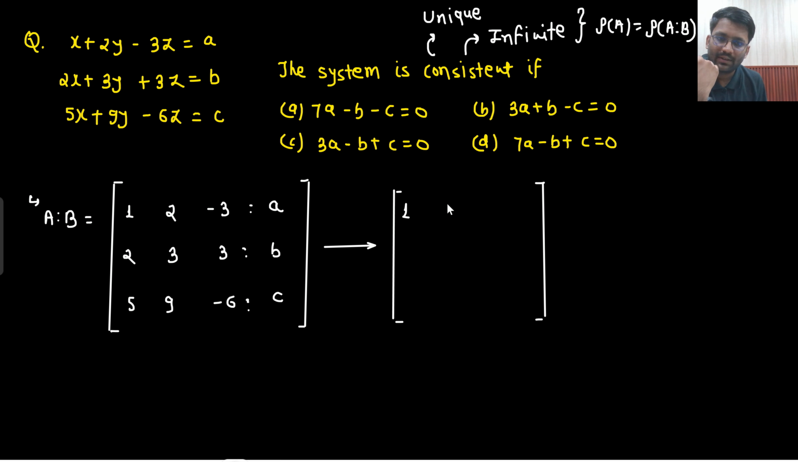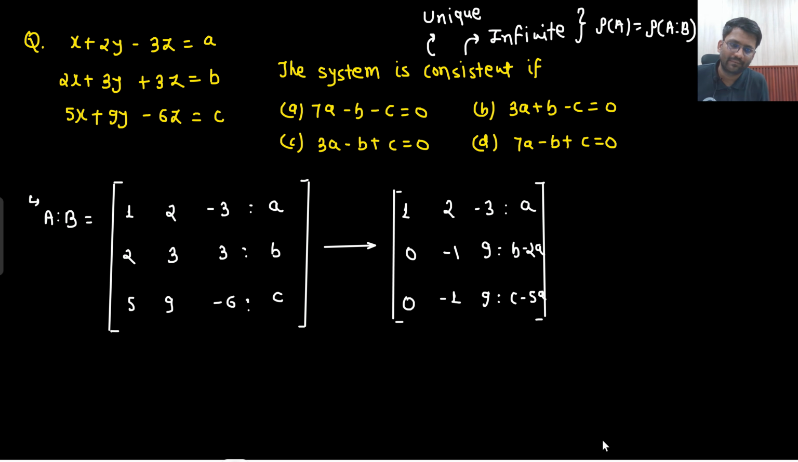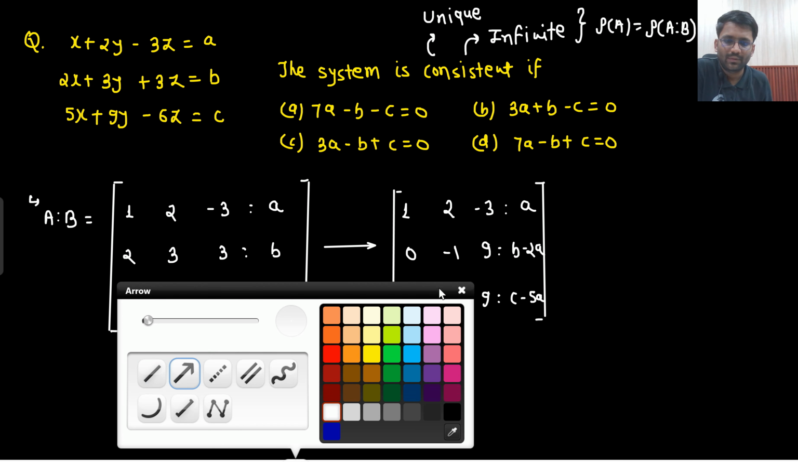So first one as it is. Can I see something? If I do double of this or that, will I get something or not? No. The best possible method is this only. Subtract the double of it. This will become 0, this will become minus 1, this will become 9, this will become 9 minus 2a. And then subtract 5 times of it. This will become minus 1, this will become 9, this will become c minus 5a. Understandable? Next, what I need to do?